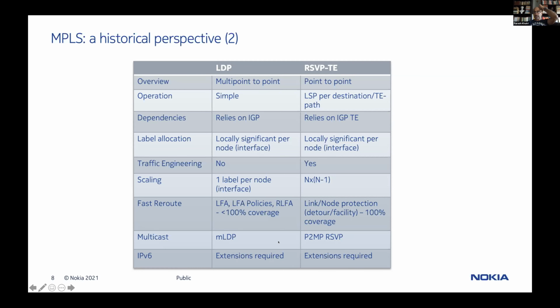There are multicast extensions for both LDP and RSVP-TE, so they both do multicast. IPv6 as well was late in coming to both LDP and RSVP-TE. LDP pretty much complete, RSVP-TE not quite there yet, at least in terms of implementations. So they're all lagging a little bit. So you can see that the choice between LDP and RSVP-TE has not always been very clear. And in fact, a lot of operators will run both LDP and RSVP-TE in their networks in order to address specific problems that they have.